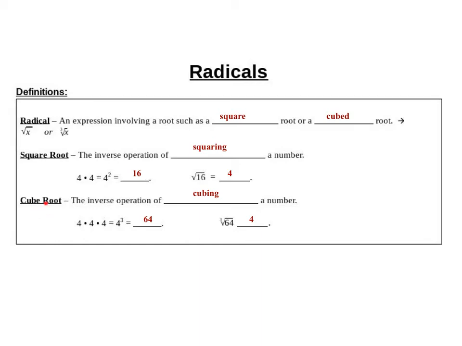The same thing goes for cube roots, which are the inverse operation of cubing a number. That would be like saying 4 to the third power is 64, where if we take what we call the cube root of 64, it comes back to that base of 4.